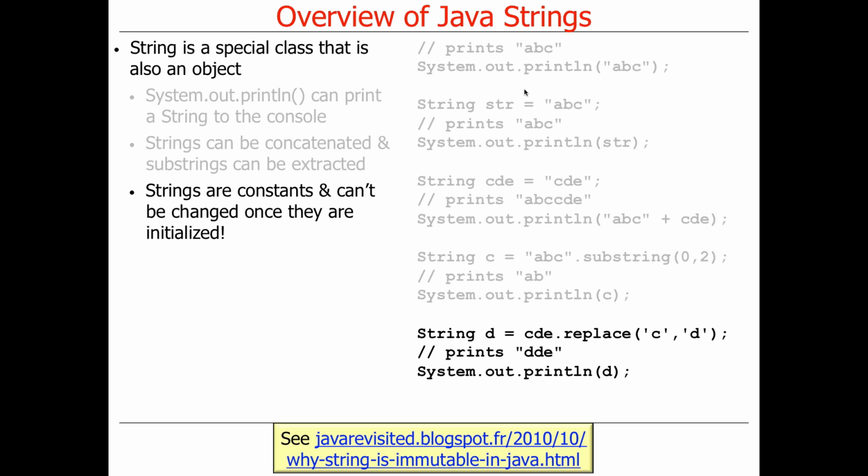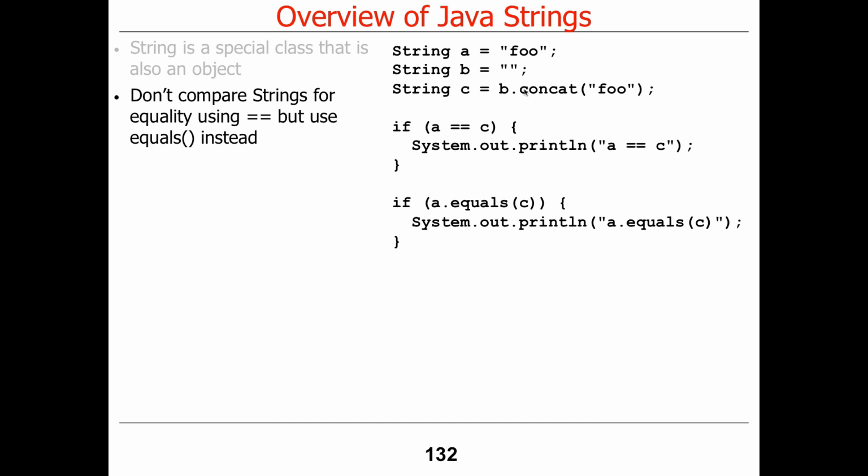And you can find out why strings are immutable in Java. There's a bunch of optimizations you can do. It makes certain things a little easier to optimize. It has other nice properties about eliminating bugs and so on.